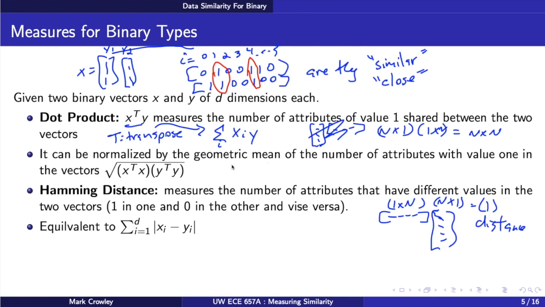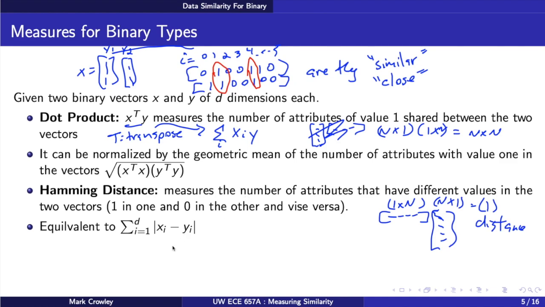If we normalize it by the geometric mean, just take the square root, then we get something that's a bit more uniform and kind of on a scale, so that we know that the scale is based on the actual size of the vector.